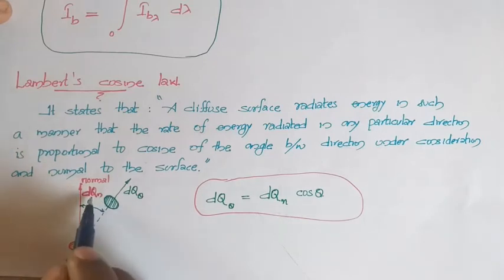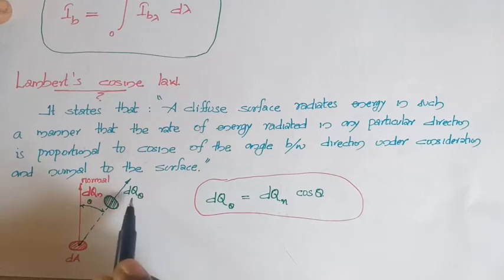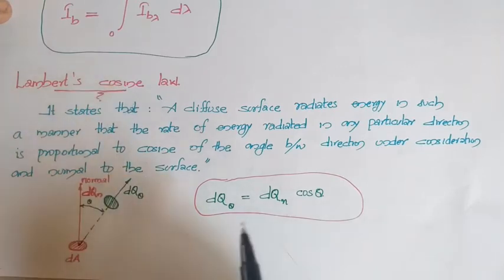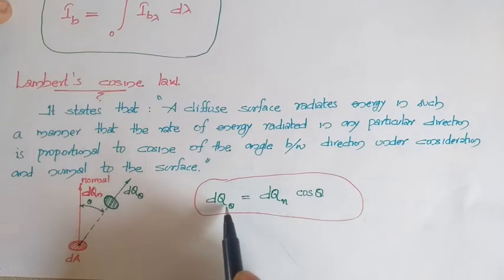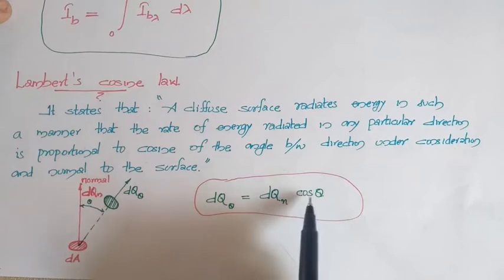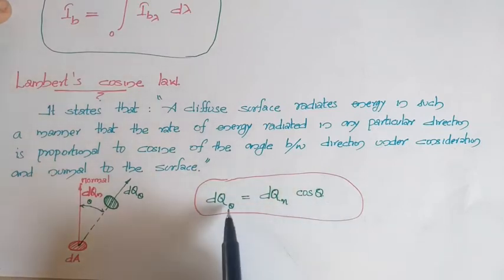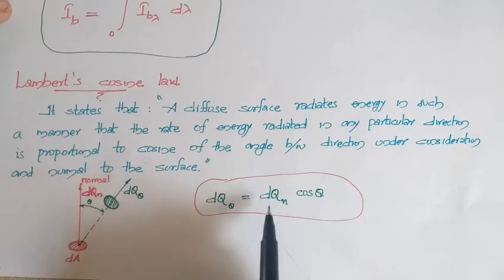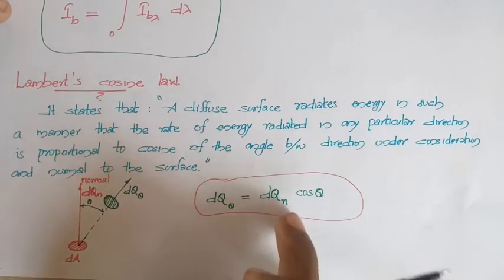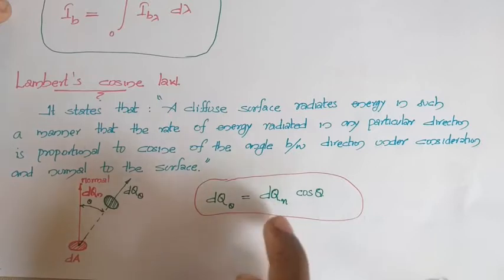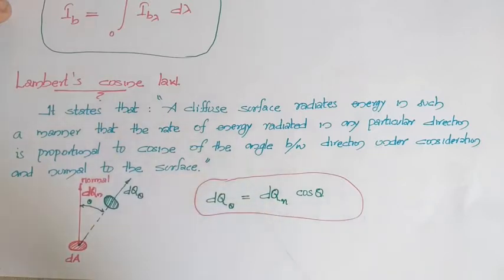Here dq_n is the energy emitted in the normal direction, and if you are considering another direction at an angle theta, the energy emitted is dq_theta. According to Lambert's cosine law, this energy emitted in the theta direction is directly proportional to the cosine of the angle between the normal and the direction under consideration. Then you can write dq_theta equals dq_n times cos theta. This is according to Lambert's cosine law, based on which we will be doing some analysis.